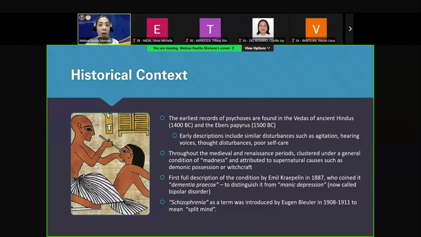Kraepelin had the distinction of really trying to separate madness categories, and he came up with two. The first was dementia praecox, that's schizophrenia as we know it now, and the second was manic depression. Now we call it bipolar disorder. The formal term of schizophrenia is rather old, and it was introduced by Bleuler in the 1900s. And the root words for these literally will mean a split mind, a schism of the mind.